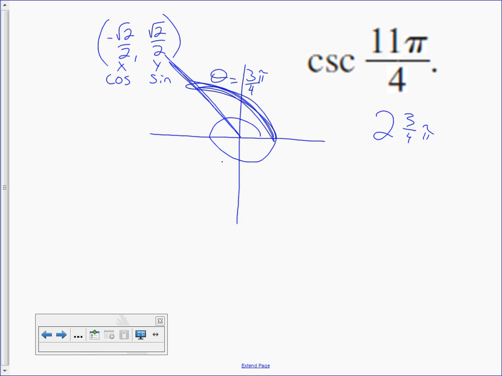Cosecant is the what of sine? Inverse, thank you. I know what you mean, but it's the inverse. It's the inverse of sine. So if the sine of 3 pi over 4 is root 2 over 2, the cosecant is going to be 2 over root 2, 2 root 2 over 2, otherwise known as root 2.